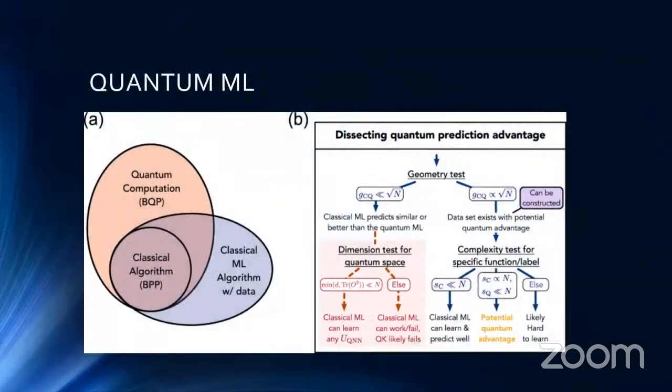So this is how we can integrate quantum with machine learning. We take an example of a geometry test where, if the geometry test using the quantum prediction advantage algorithm is completely less than the number of qubits taken, at most of the conditions the quantum algorithm likely fails. But if you use a data set which has a potential quantum advantage, any algorithm within these two given ranges is a potential quantum advantage.